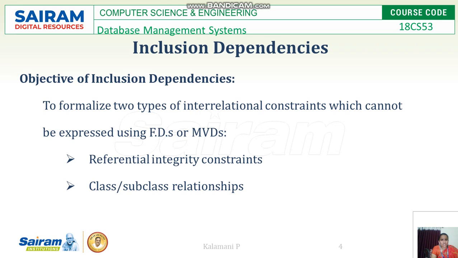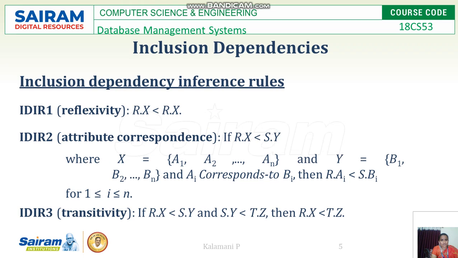The objective of inclusion dependency is to formalize two types of interrelational constraints which cannot be expressed using functional dependencies and multi-valued dependencies. This is the main aim of inclusion dependency. One is referential integrity constraints. The next one is class-subclass relationships. Class-subclass relationships, as you already know, we use in the inheritance concept, so for representing that we go for inclusion dependencies.